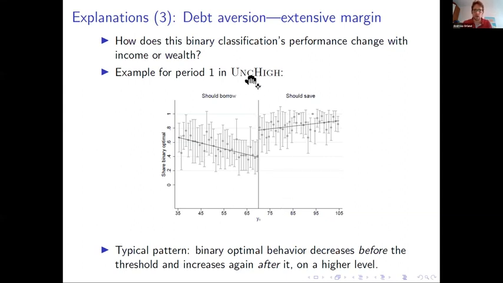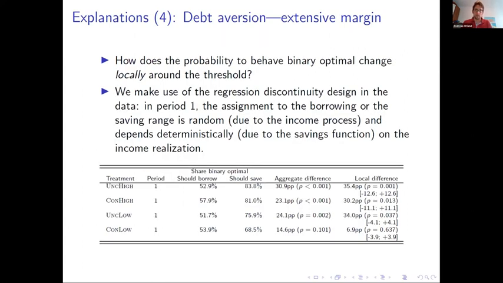This is an example for unconstrained high. In the area where people should borrow, it goes down like this, then makes a jump into the savings range, and again increases when we're further away from the threshold. And the threshold here is the theoretical threshold. And that's a typical pattern. We observe it in almost all treatments. Okay, how does the probability to behave binary optimal change locally around the threshold?